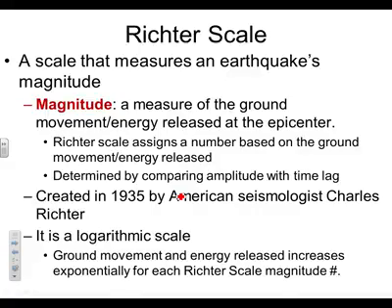The Richter scale was created in 1935 by an American seismologist, Charles Richter. It is a logarithmic scale. You might not have learned about logarithmic scales in math yet. I'll do a quick example of what logarithmic means on the next slide. Basically, the ground movement and energy released increases exponentially for each Richter scale magnitude number. So it's not going to be the standard linear scale that you're probably used to. It's going to be an exponential scale. Like I said, if you don't understand that now, we're going to demonstrate on the next two slides.